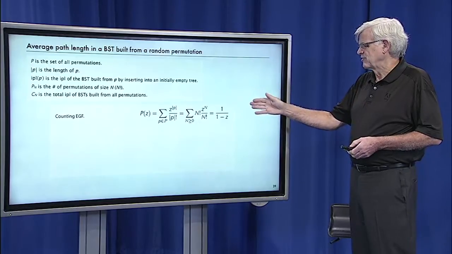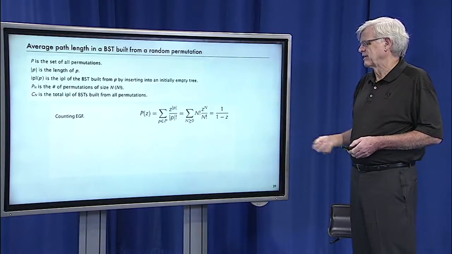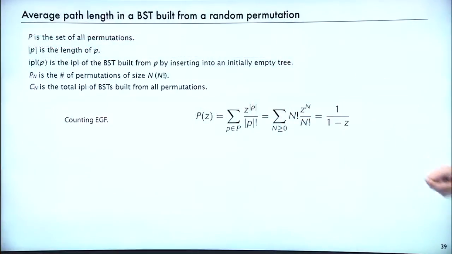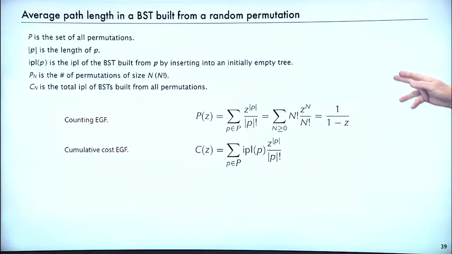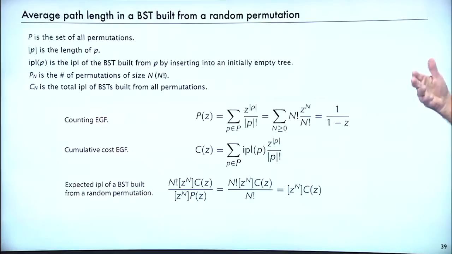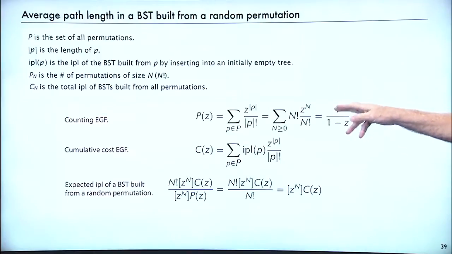So now our counting EGF is a simple one. That's the basic EGF for permutations. It's just 1 over 1 minus z. We have an n factorial involved, but that's our number of permutations, so that cancels out. Our cumulative cost EGF uses the same symbols as before, except now we have permutations, not trees, and IPL has that different meaning. And so to get the expected internal path length of a binary search tree built from a random permutation, we're going to take n factorial times the coefficient of z to the n in that, divided by n factorial, and those n factorials cancel out.